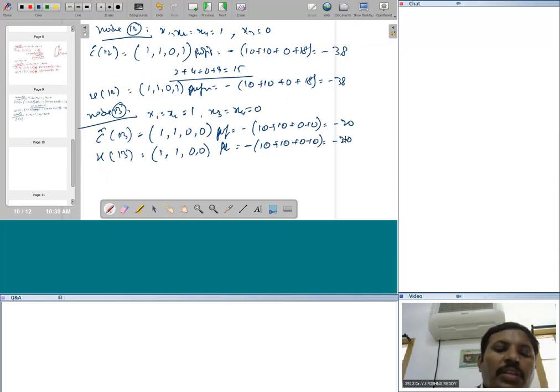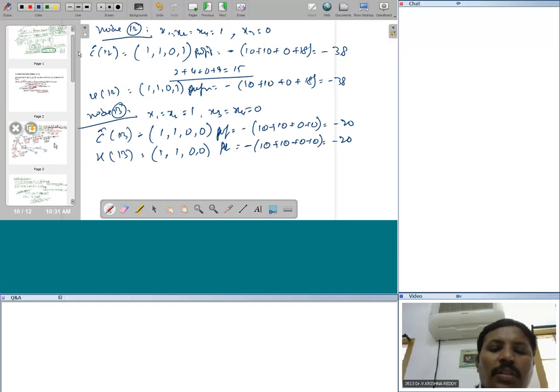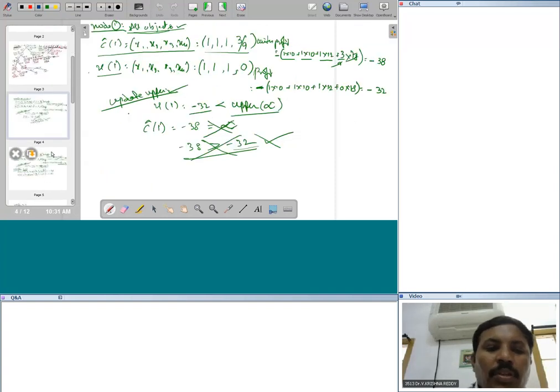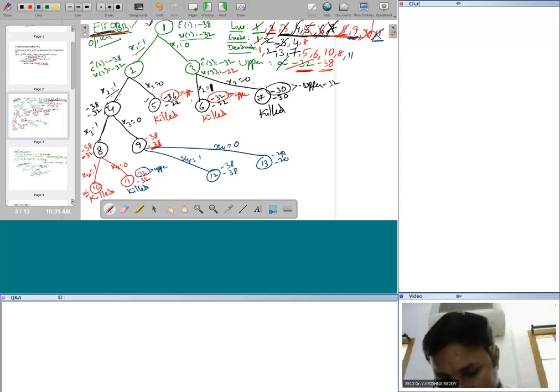So node 13 is minus 20, minus 20. Node 12 is minus 38, minus 38. So the result we have to update: minus 38, minus 38, minus 20, minus 20. So again, please cross check whether the killed node is possible or not.